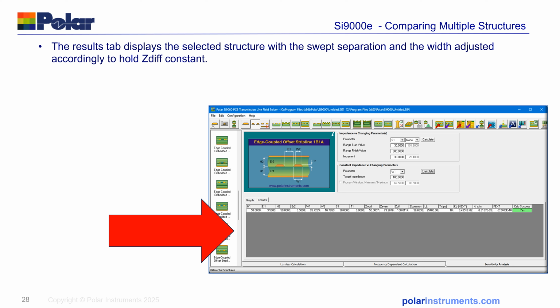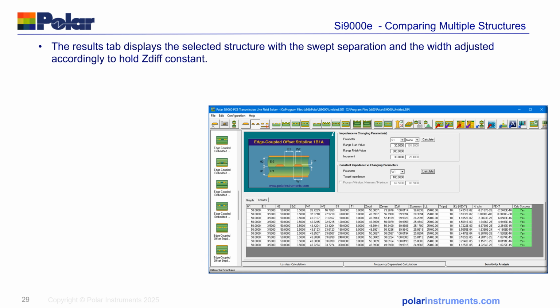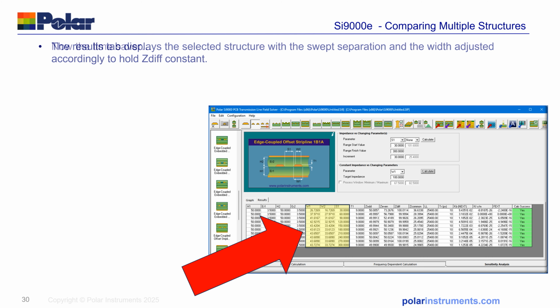Click Calculate, and then the field solver will run multiple times and set up the project for you. So there's 10 results. Just to recap, you can see the width and the trace separation that's been adjusted to achieve the constant 100 ohm differential impedance as we sweep through those dimensions.